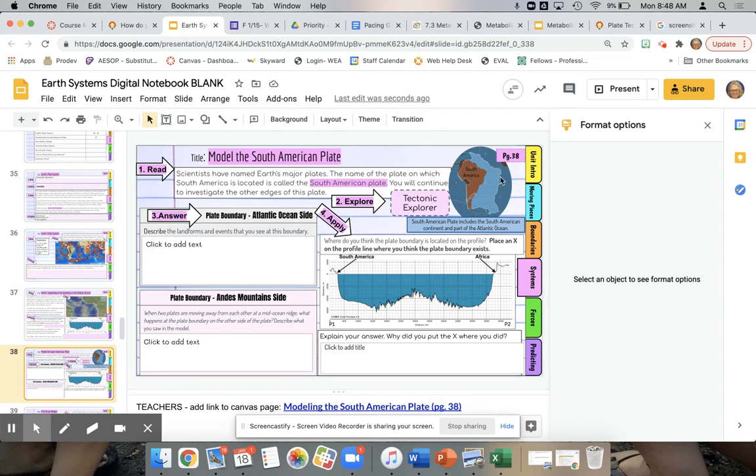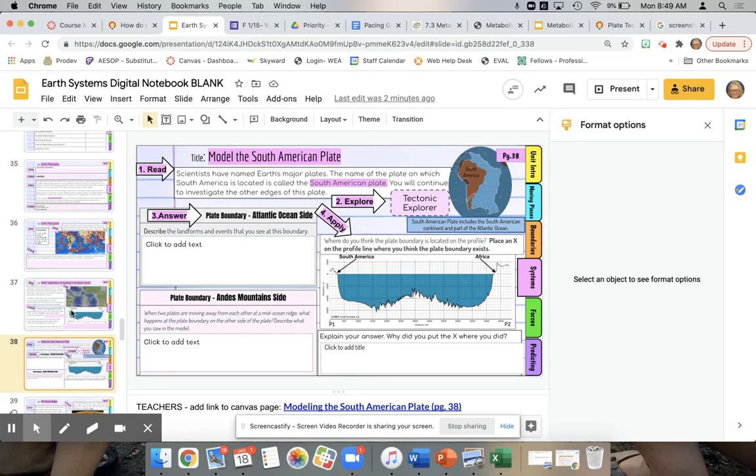Here is an outline of the South American plate. Drew, I've labeled the continent for you. And then they're going to answer questions about the plate boundary on the Atlantic Ocean side, and then on the Andes Mountain side. And then they're going to be putting an X, so they will need to add a text box, or an arrow or something, where they think the plate boundary exists over here on this side. All right, so to get there, you will need to make this right here an active link.